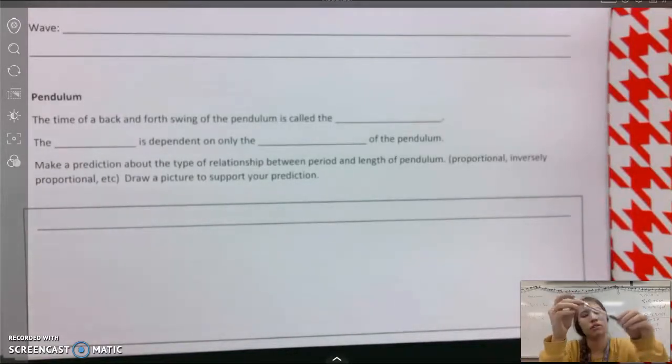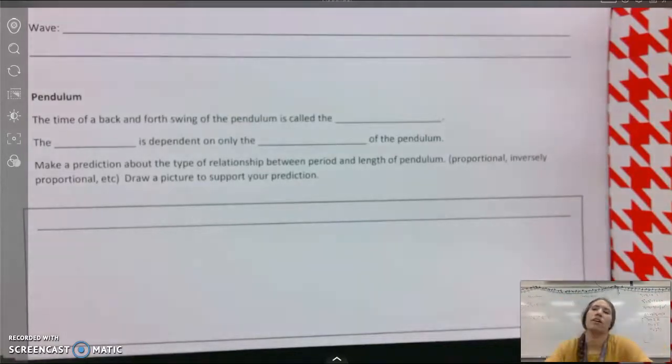So if we have a pendulum and we drop that pendulum and it swings back to the original position, it's the time it takes for that oscillation to occur. Okay, from starting at one point and ending at the same point, an entire wave. And so the period does depend on the length of the pendulum. And what I want you to think about for a moment is, what is that relationship between period and length of the pendulum? Do you think it's proportional?